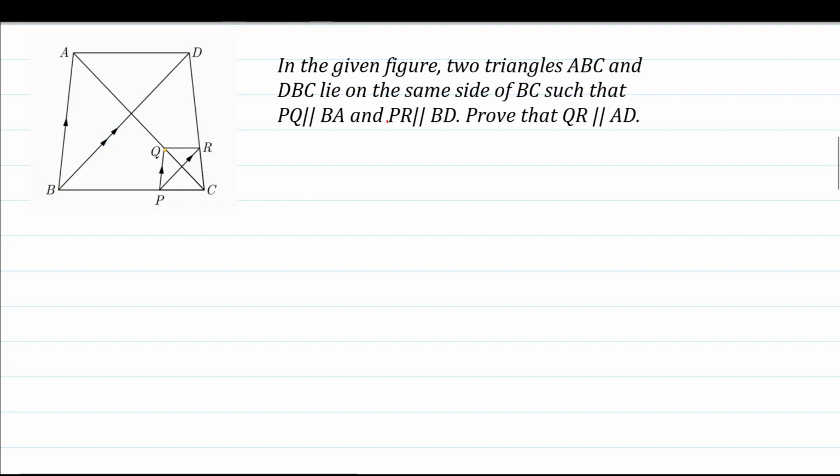Further, it says that PQ is parallel to AD. These two are given parallel. And the other information we have is PR parallel to BD. This is PR, drawn parallel to BD. This is already marked in the diagram. Now, what we need to prove in the final part is QR is parallel to AD. These two lines we have to prove parallel.